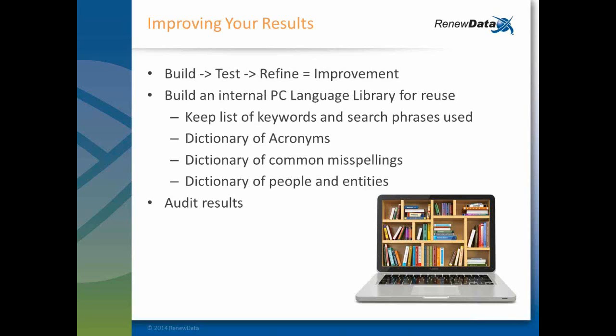Then you would also want to test the documents that were hit by one of the PC searches, but the human said, no, this isn't PC. Well, that will give you an indication of an area where you may want to improve your searches. Maybe you need a tighter proximity. Maybe you used the wildcard in a way that was ineffective. But you want to test that set of documents as well.